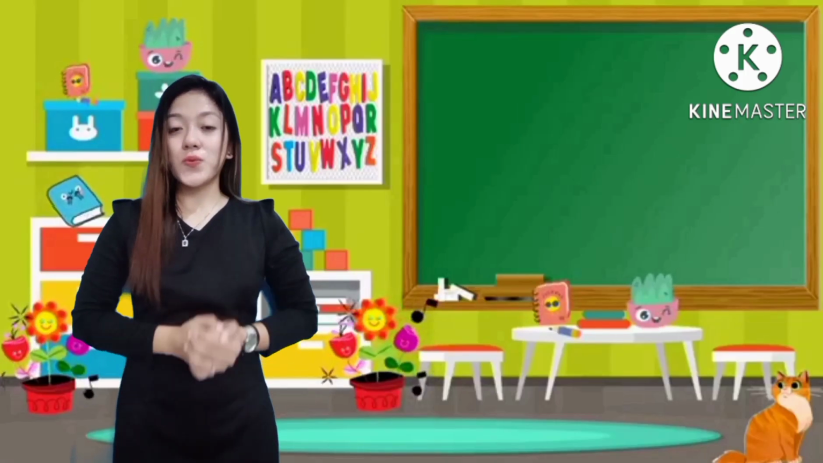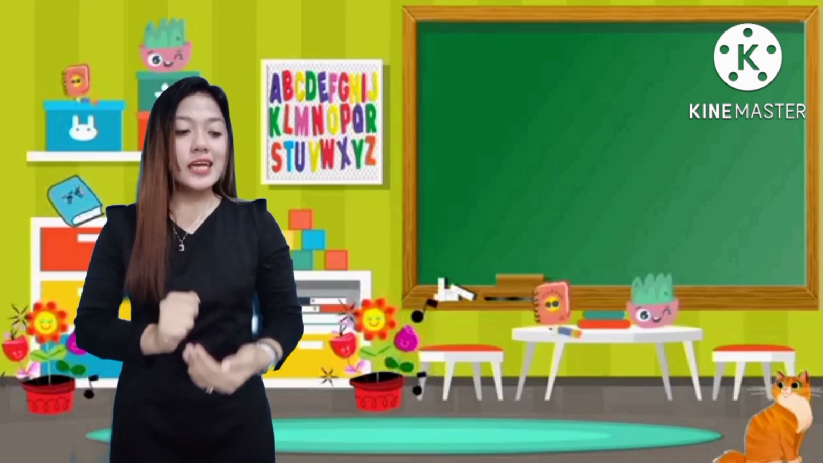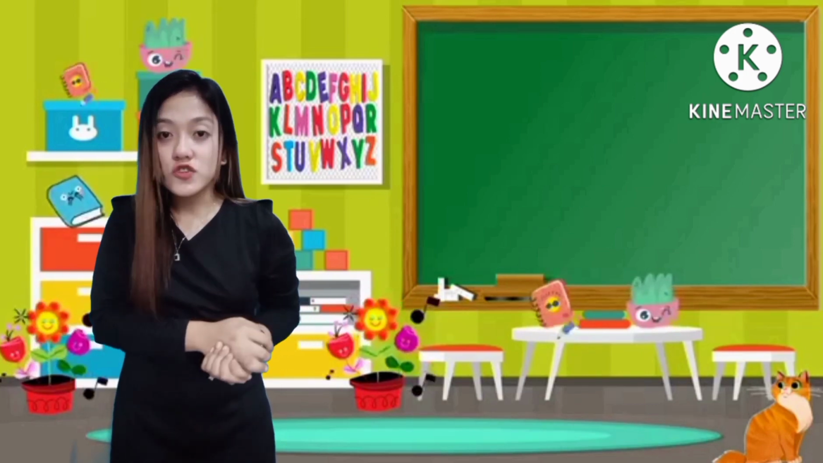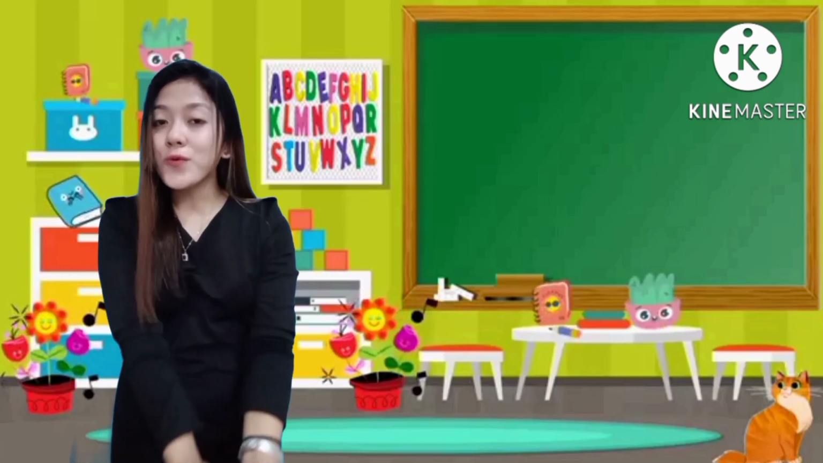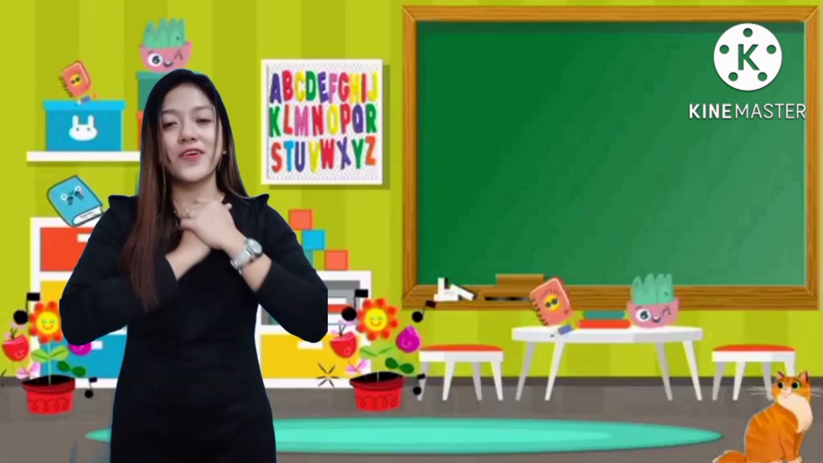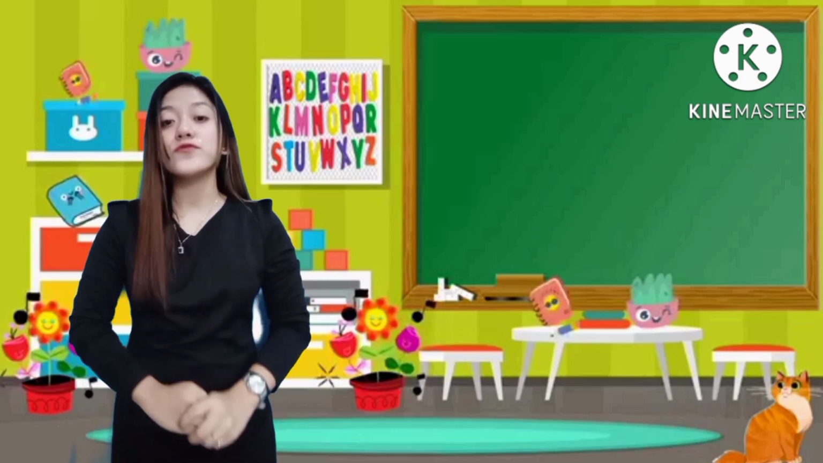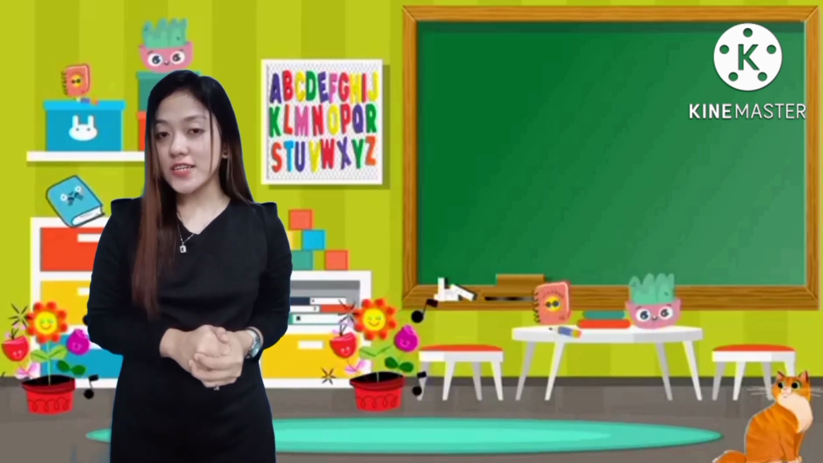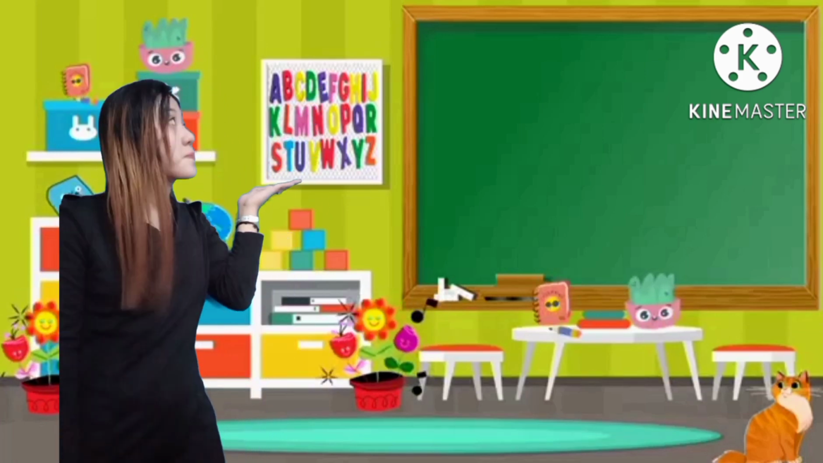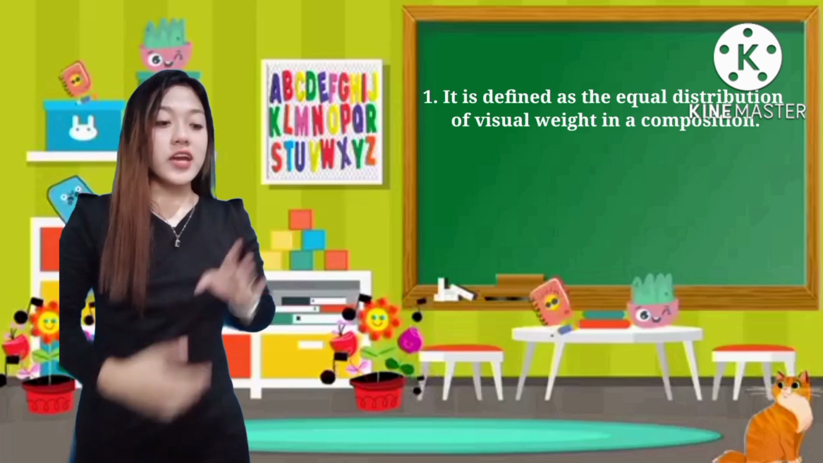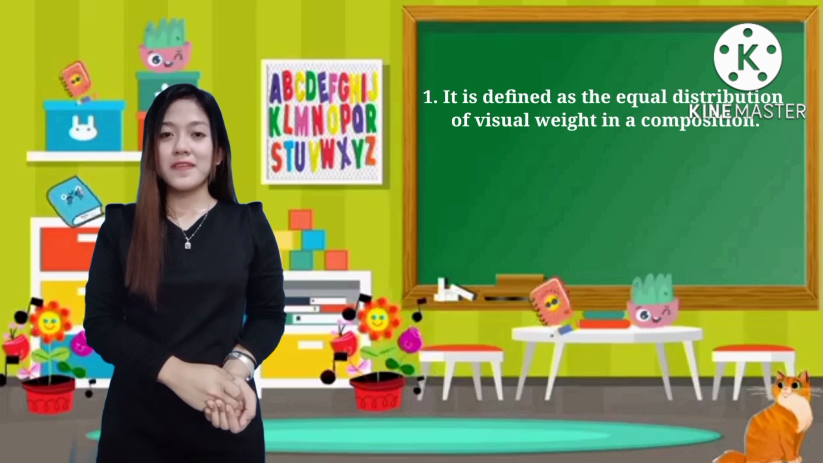Did you learn something from our new discussion today, class? Yes, po, teacher. Okay, very good. So since you've learned from our discussion today, I have some questions. So are you all ready? Yes, teacher. Very good. So now, all you have to do is to raise your hand if you want to answer. Is it understood? Yes, po. Very good. So we have the first question. It is defined as the equal distribution of visual weight in a composition.